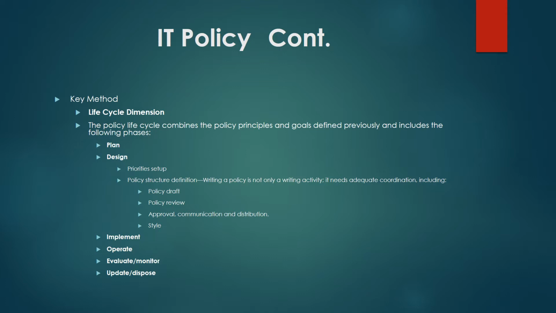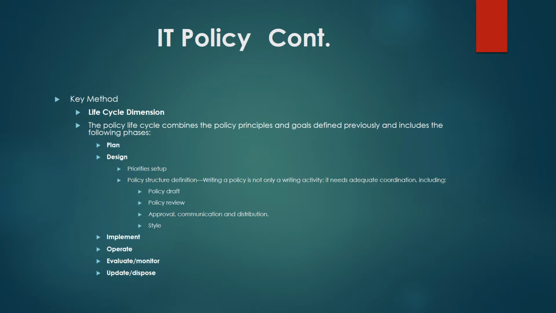Design. There are two activities in this phase. Priority setup, which is identification of concrete policies using a risk-based approach that addresses policy principles, setting deadlines and priorities for their review or creation. Second is policy structure definition. Writing a policy is not only a writing activity, it needs adequate coordination, which includes policy draft, policy review, approval, communication and distribution, and then style.